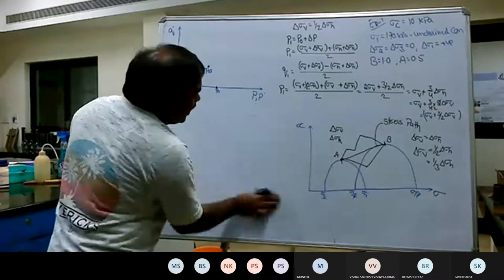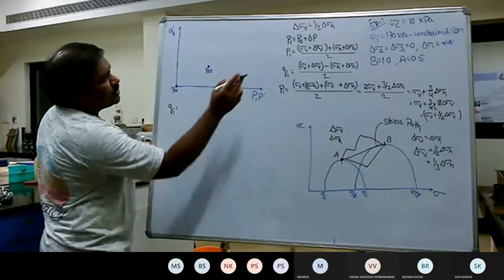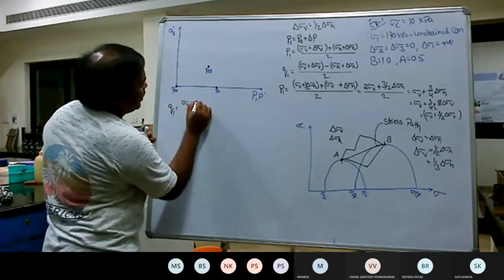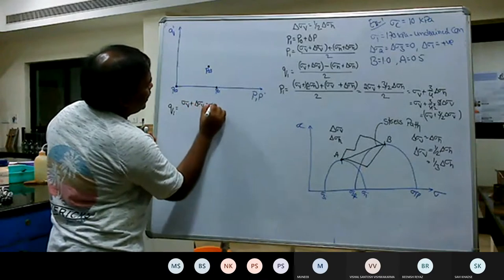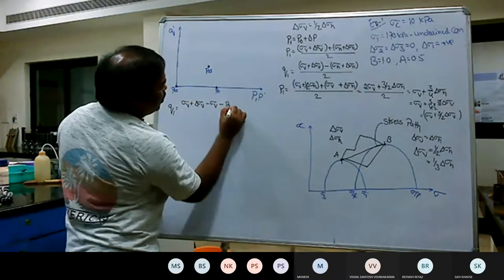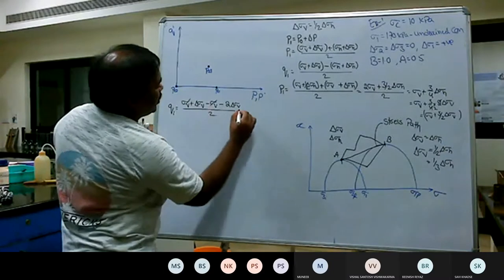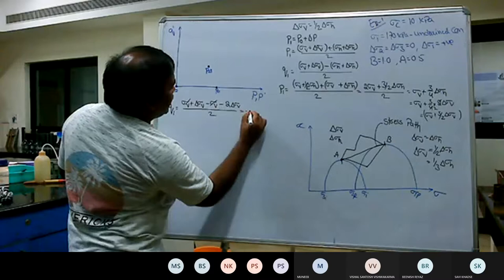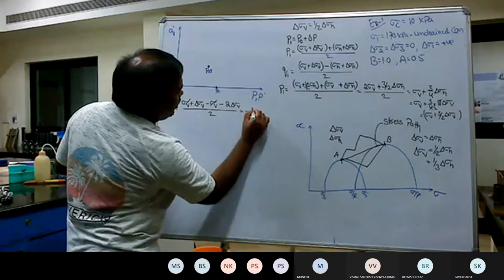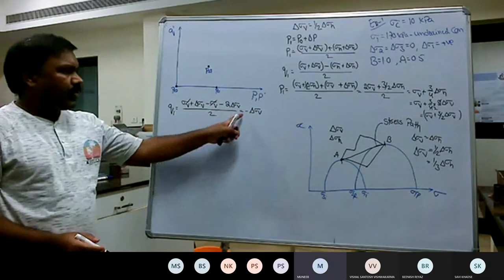Similarly, try to calculate Q1. That is sigma V plus delta sigma V minus sigma V, because sigma H is equal to sigma V, minus 2 times delta sigma V divided by 2. So this will cancel out, and this will become minus delta sigma V. Is it alright? Check it once. Yes sir, it's correct.